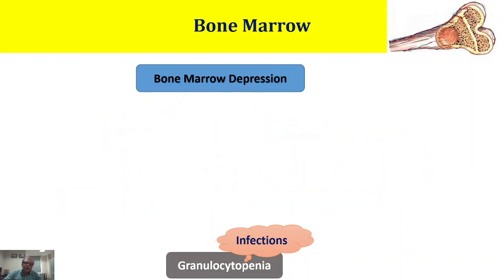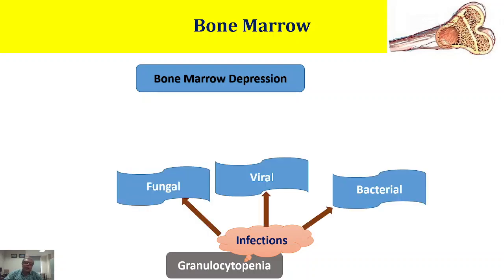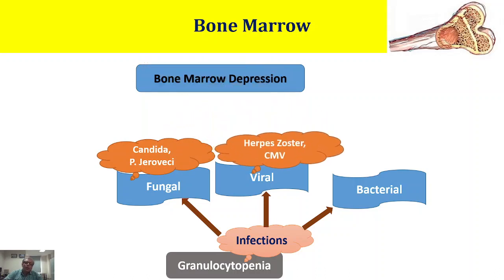Now, how to manage these infections, and which infections are common? Fungal, viral and bacterial. Among fungal infections, Candida as well as Pneumocystis jirovecii pneumonia are the common ones. Among viruses, the most common are herpes zoster and cytomegalovirus, and among the others, toxoplasma. So these are the common infections.